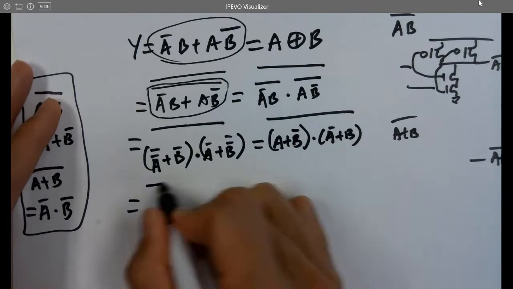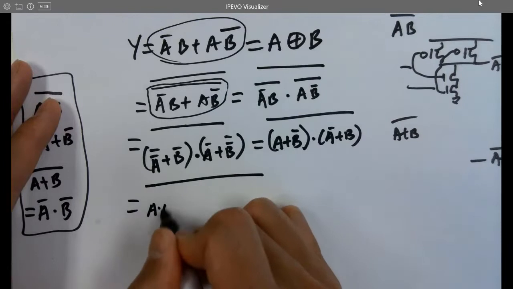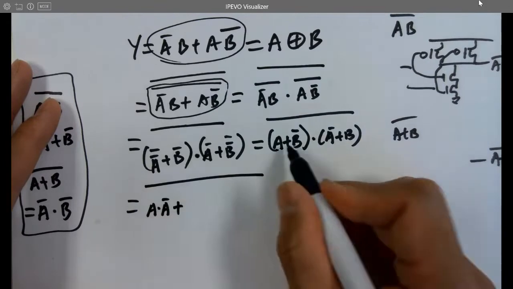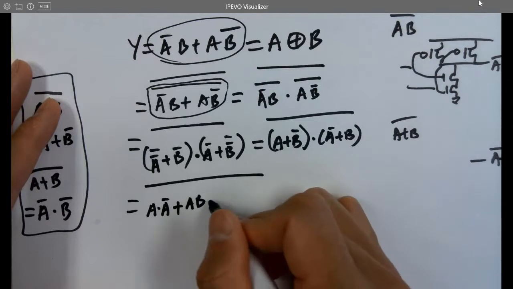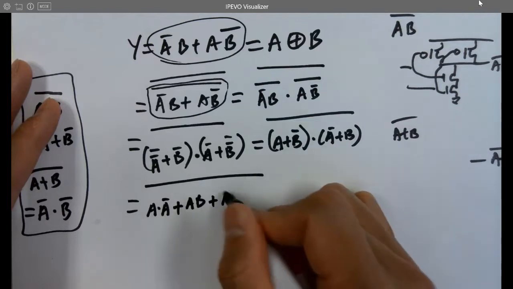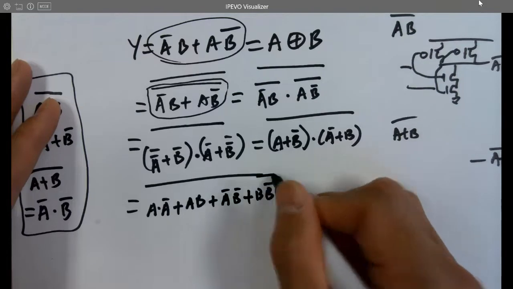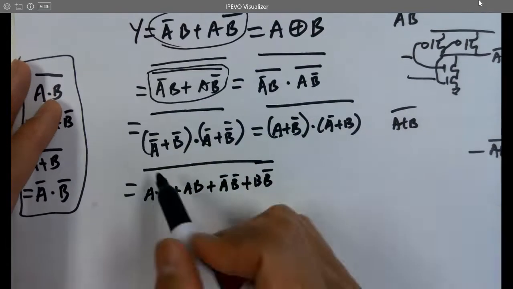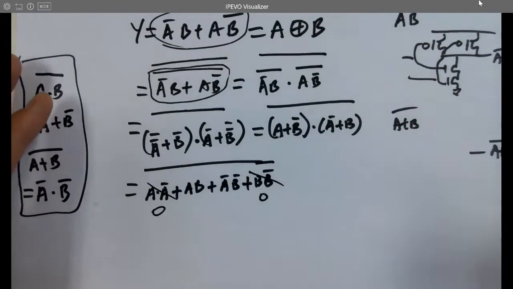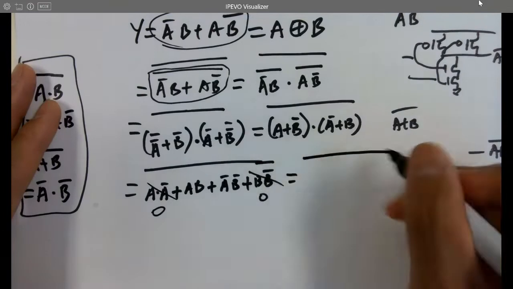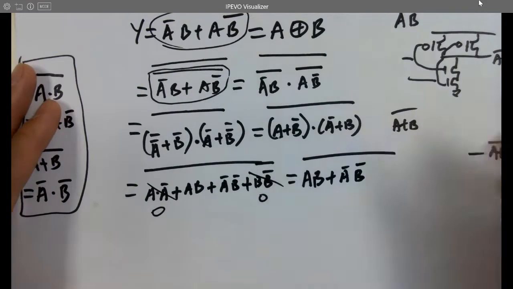And this equals A and A not, or A and B, or A not B not, or B not. And these are zeros. Something or 0 is still the same, right? And this equals A B or A not B not.